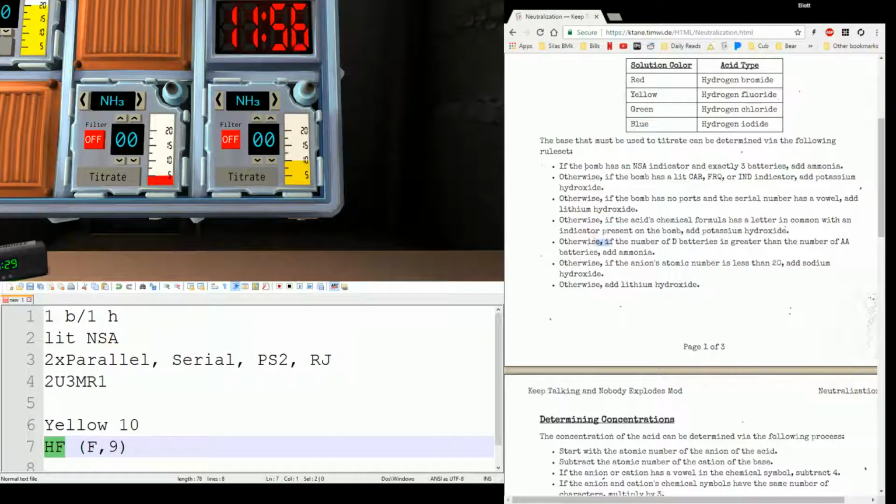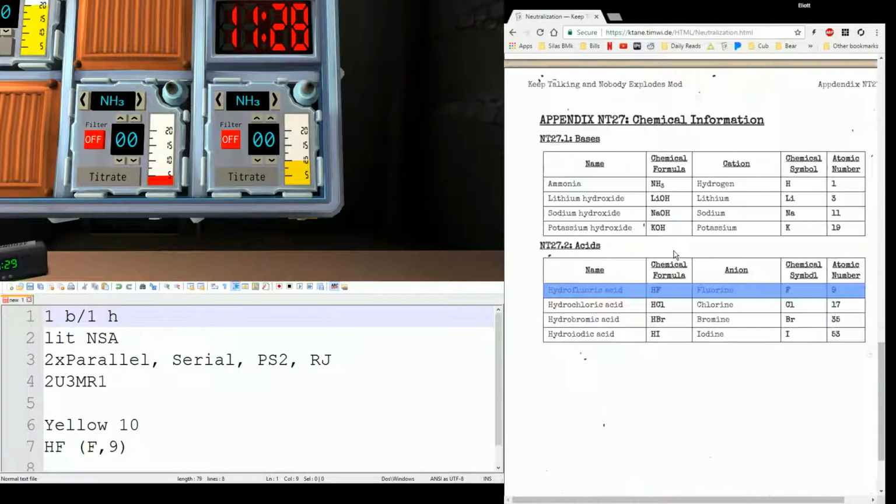Next rule. If the number of D batteries is greater than the number of AA batteries. I've explained this in a couple others, but once you have the battery and the holder count, if you subtract batteries minus holders, that gives you the number of pairs of AA, and the leftover batteries are D cell. So in this case, we have no AAs because 1 minus 1, and we have 1 D battery. So we do have more D batteries, so we're going to add ammonia.